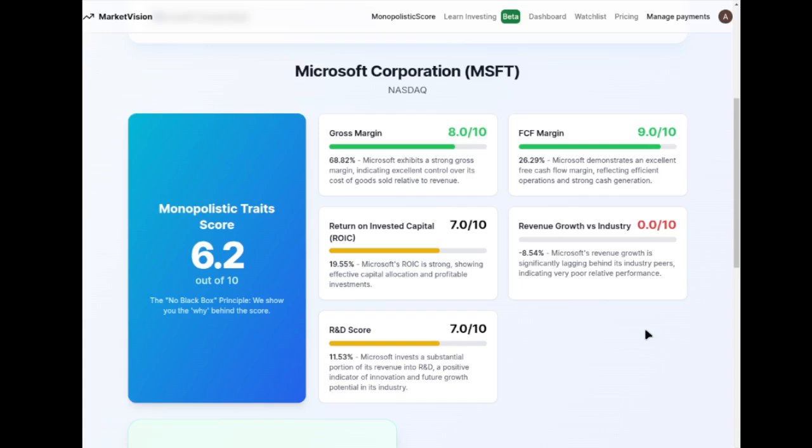Moving on, we have the free cash flow margin. This is the amount of cash left over from their day-to-day operations on a percentage basis. The higher the better. And Microsoft is a clear winner in this category, 9 out of 10. For every $100 in sales, Microsoft makes over $26 in pure cash.